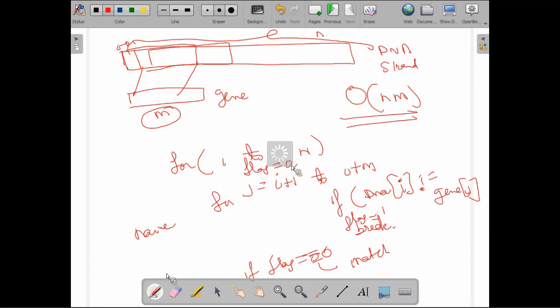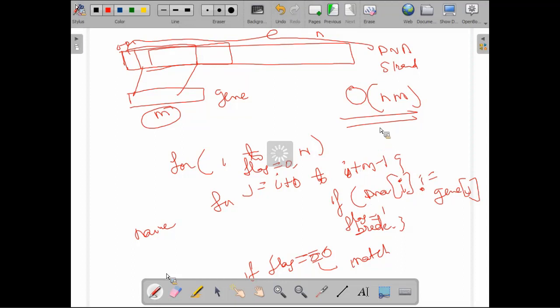I am going from i equal to 1 to n, and for each position of i I am comparing j from i plus 0 to i plus m minus 1 maybe, m being the length of the gene pattern. Once I compare, if it is not equal, I set the flag equal to 1 and break. If flag equals 0 after the inner for loop, that means there is a match. Else I go back and try with the next position of i, and again repeat this and see whether I am matching appropriately.